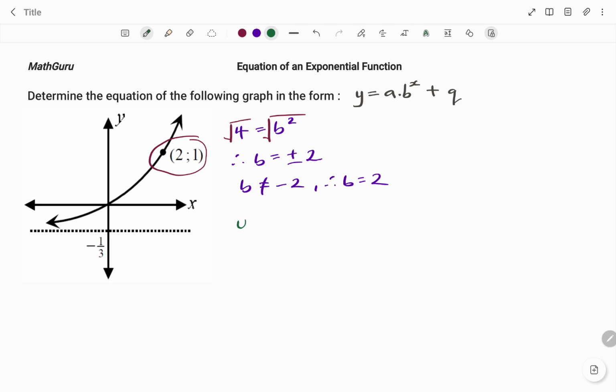So if I rewrite my equation now, y equals, we know the value of a, that's 1/3, times b, which is 2, to the power of x, minus my asymptote, that's q, 1/3.